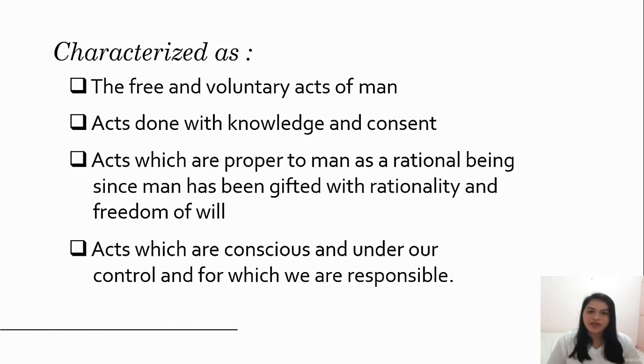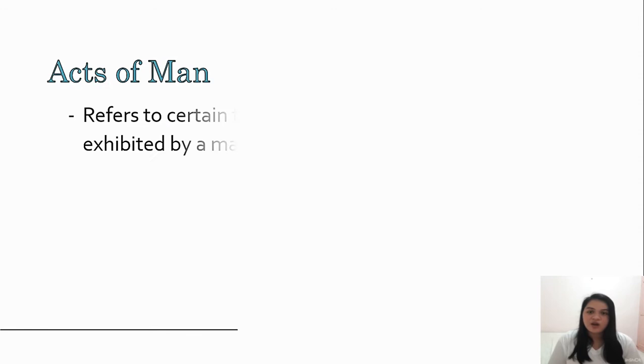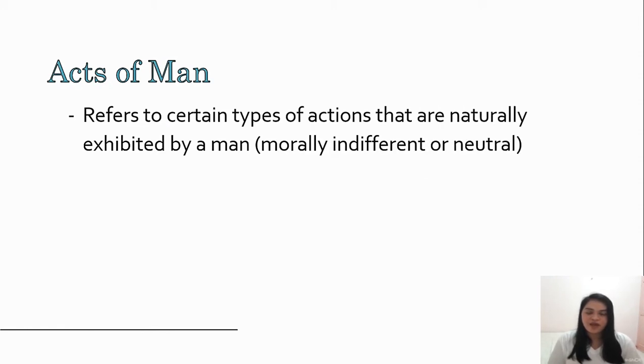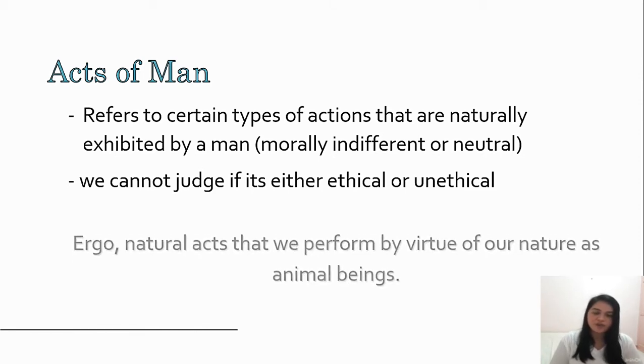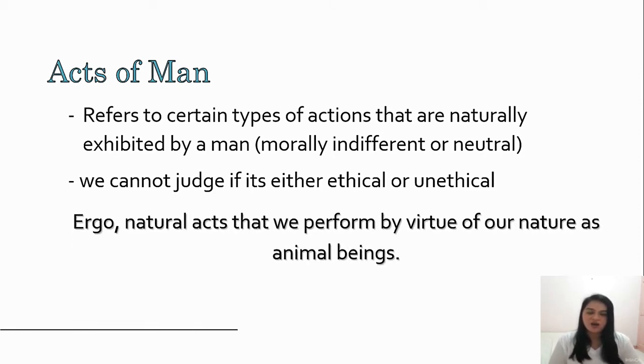On the other hand, acts of man refers to certain types of actions that are naturally exhibited by a man, or morally indifferent or neutral. Because in this case, we cannot judge if it's either ethical or unethical. So therefore, acts of man are natural acts that we perform by virtue of our nature as an animal being.